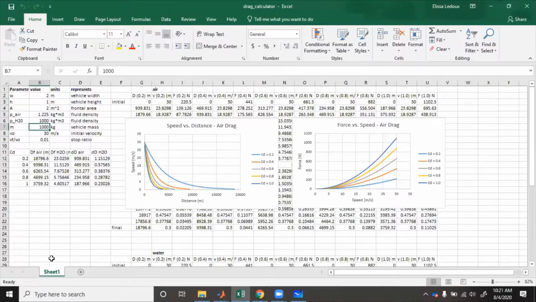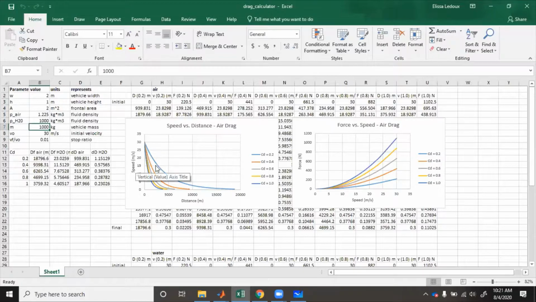These charts show speed versus distance for air drag, and then drag force versus speed. So you can see the exponential relationship here. The force increases exponentially with the speed, and that's because F is proportional to V squared. So this is a parabolic relationship: F on the y-axis, V on the x-axis, F is proportional to V squared.